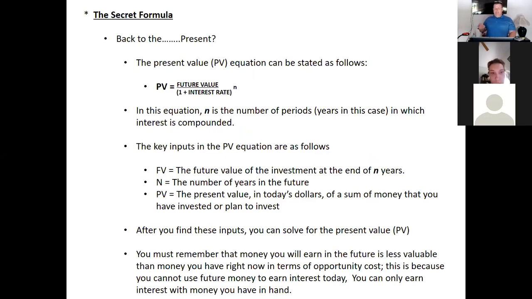So the key inputs in the present value equation are as follows. FV is the future value of the investment at the end of n years. N is the number of years in the future, or months or days, depending on what the compounding period is. PV equals the present value in today's dollars of a sum of money that you've invested or plan to invest. So after you find these inputs, you can solve for the present value.